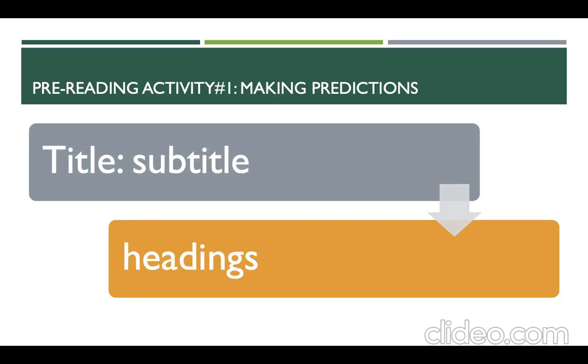Okay, now you should have the article ready. Let's start our first pre-reading activity, which is making predictions. When we make predictions, we only pay attention to the title and subtitle of the article. If there are headings, we also need to look at the headings because the headings can signal the main idea of this article for us.